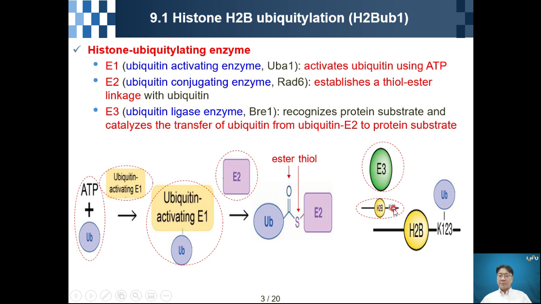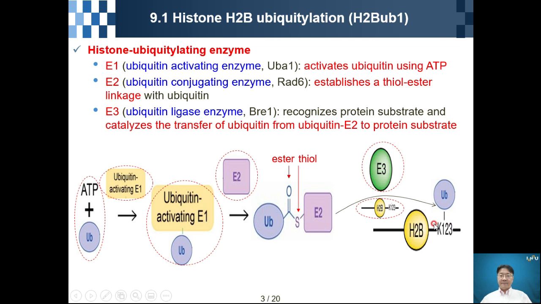For example, this protein has a lysine at the 123rd location. So E3 recognizes the protein substrate. After that, E3 catalyzes the transfer of ubiquitin from the ubiquitin E2 to the protein substrate. That's why H2B is ubiquitylated, especially at a specific location.